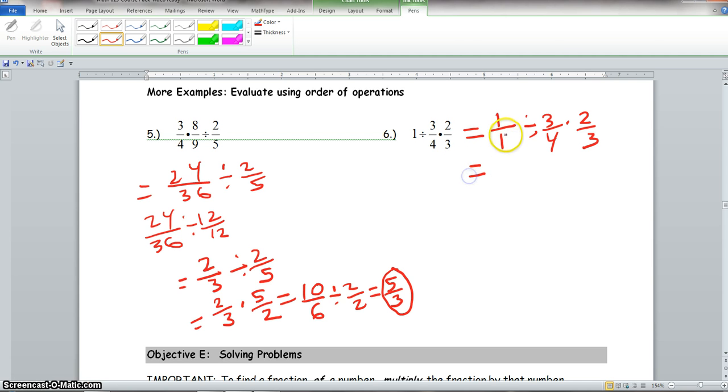So now, we will keep the first fraction the same. Division becomes multiplication. And we'll take the reciprocal of the second fraction. Now, since we have all multiplication here, we could just multiply straight across. 1 times 4 is 4, times 2 is 8. 1 times 3 is 3, times 3 is 9. So your final answer here is 8/9.